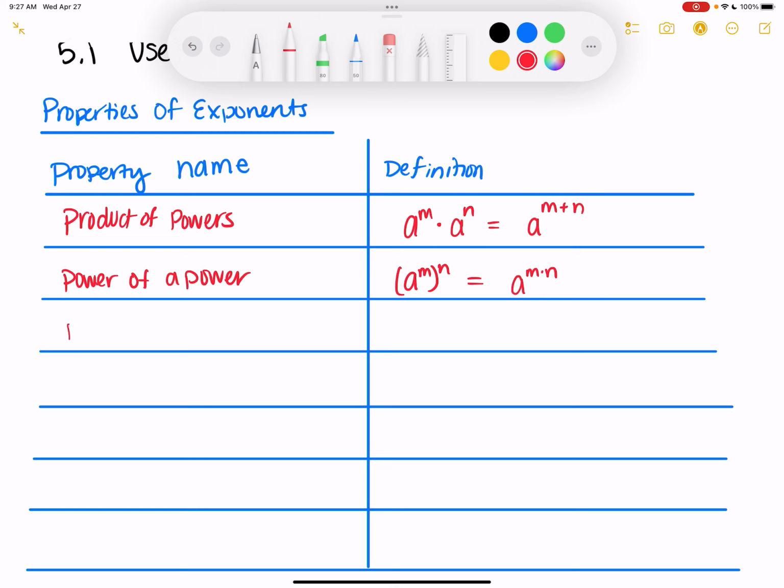All right, then power of a product. This one says that a times b raised to the m is equal to a to the m times b to the m. This is like distribution, basically.